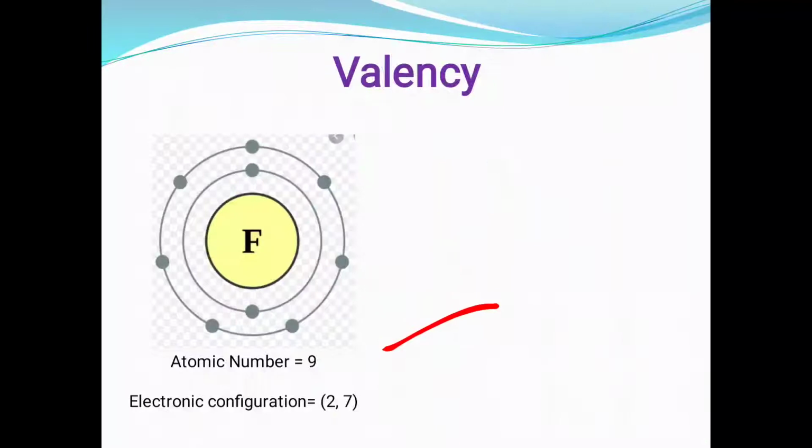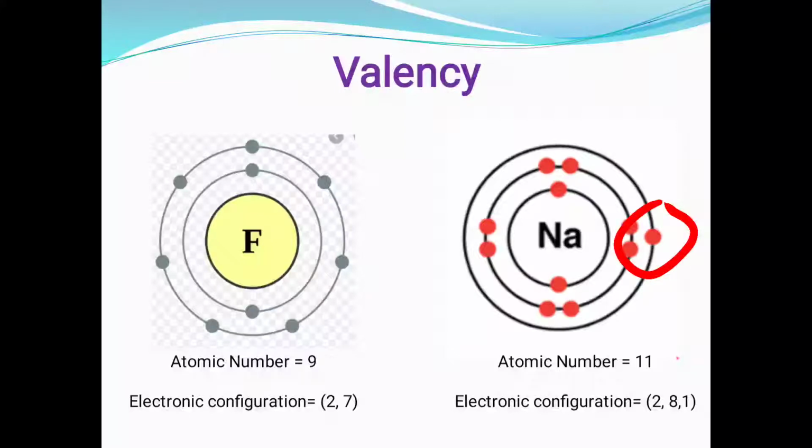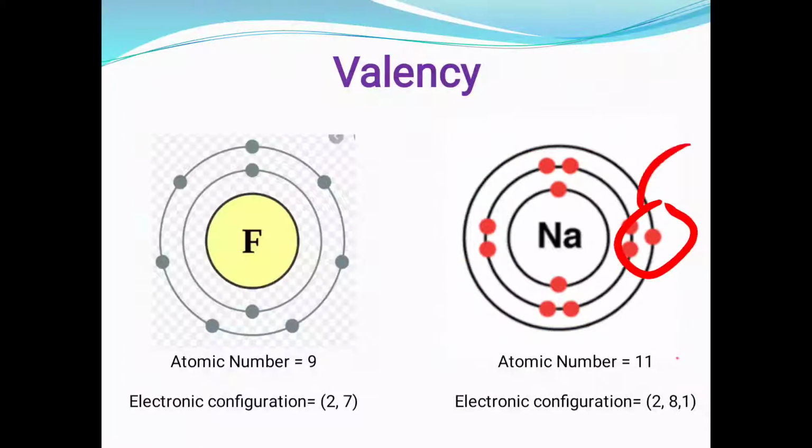So let's take one more example, that is sodium. Its atomic number is 11. Electronic configuration is 2, 8, 1. Now sodium has 1 electron in its outermost shell, that is in the valence shell. So what it will do, it will either accept 7 electrons to complete the valence shell, or it will give this 1 electron to have the second shell complete in the octet form. So it will be convenient for sodium to donate this 1 electron rather than accept 7 electrons.